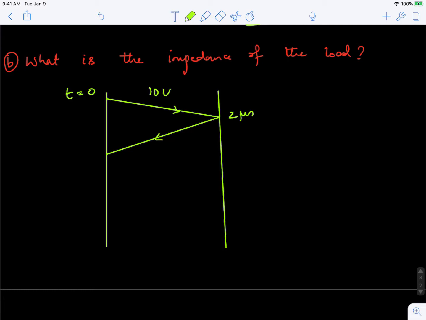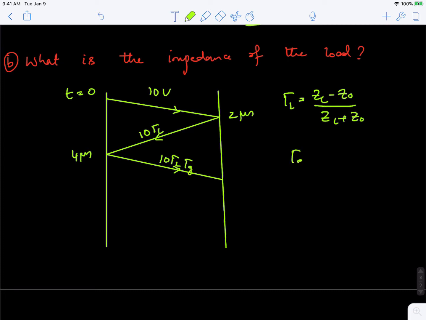We don't know what this is. It depends on gamma L, the reflection coefficient, which is (ZL minus Z0) divided by (ZL plus Z0). Let's say 10 gamma L gets reflected back. Once it gets reflected back, at 4 microseconds this voltage again reflects back to the load side from the source. Then that is going to be 10 gamma L gamma G.